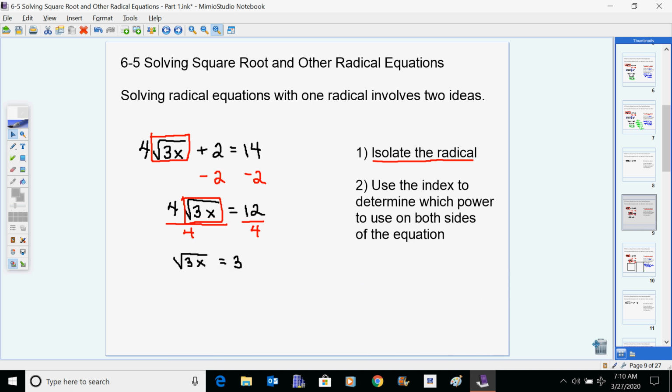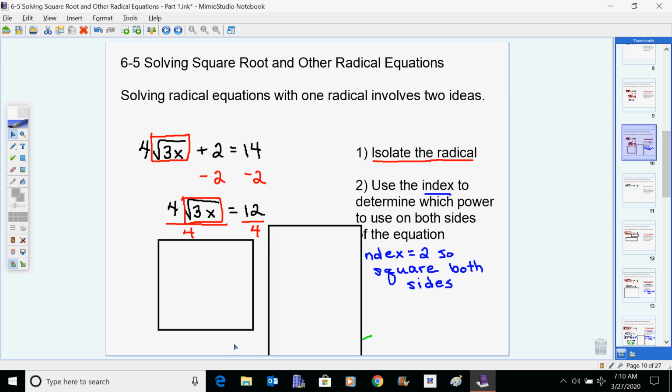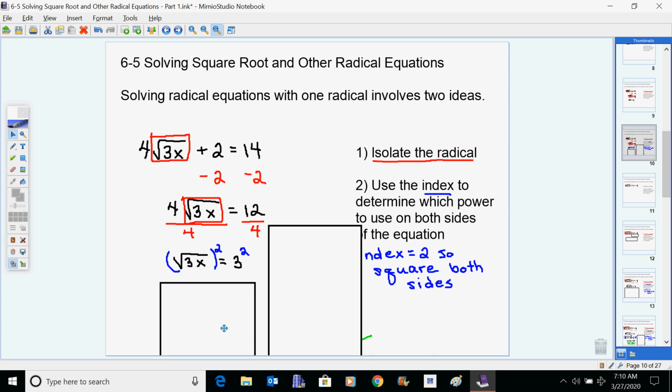And then our radical is now isolated. Use the index to determine which power. Once again, our index is that hidden 2 for a square root, and so we need to square both sides. In squaring both sides, you end up with 3x equals 9. Therefore, x equals 3. And once again, we want to pay particular attention to the check on this.